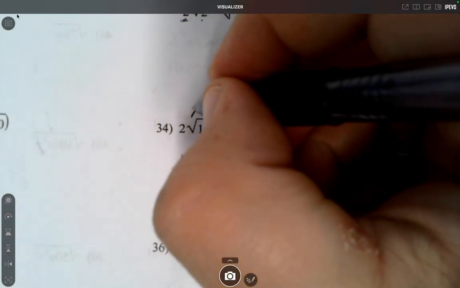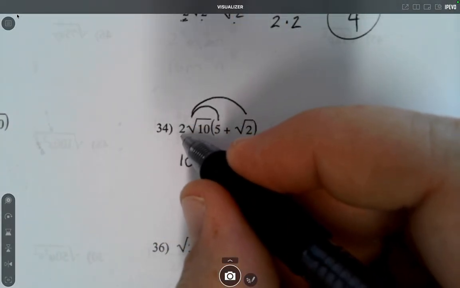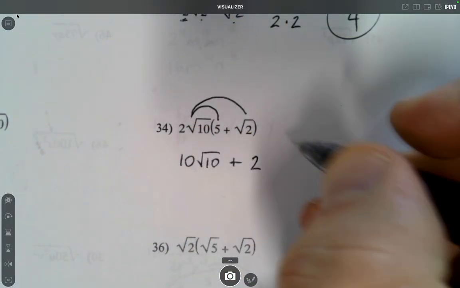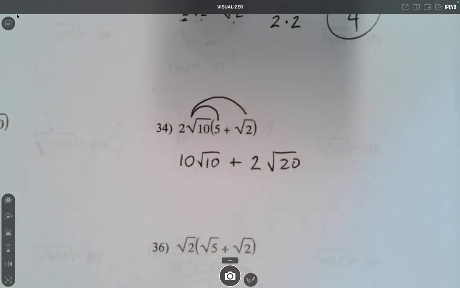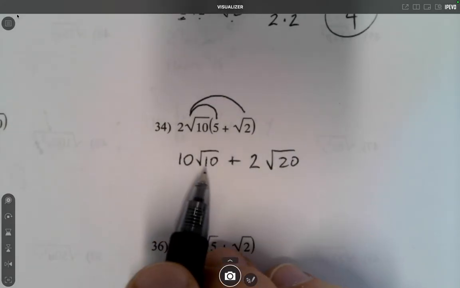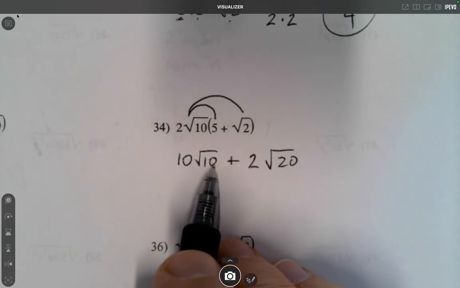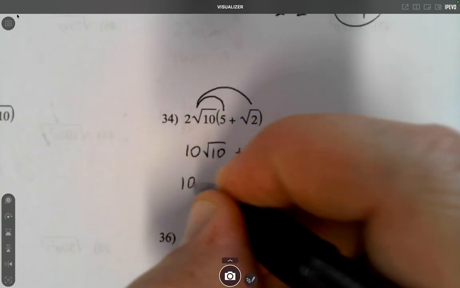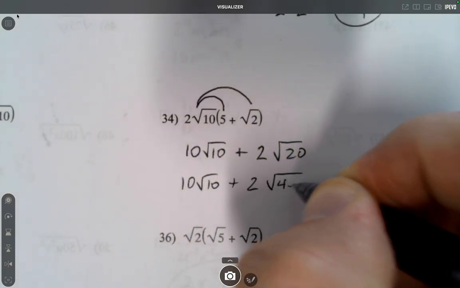Multiply these two together. 2 is the only number outside, so I just leave it as 2. Square root of 10 times square root of 2 is square root of 20. Now, this 10 cannot be broken down any farther. 2 times 5, neither of those are perfect squares. But this one can be broken down farther, because 20 is 4 times 5.